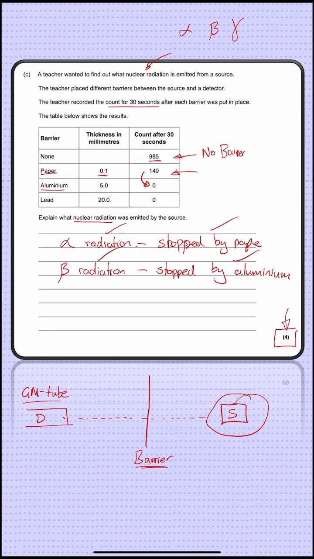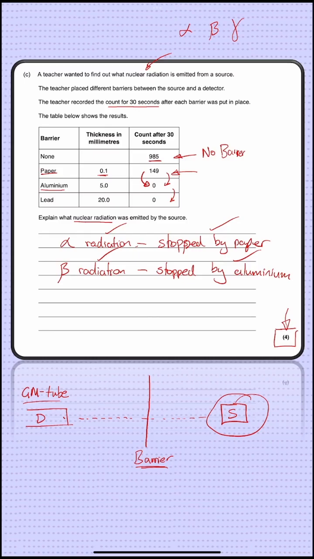So if you just say alpha and stopped by paper, then you'd only get 2 marks. You have to also identify here that there is beta as well. Not gamma, because once you add lead, there's no difference. It stays at 0. It's not making any difference.